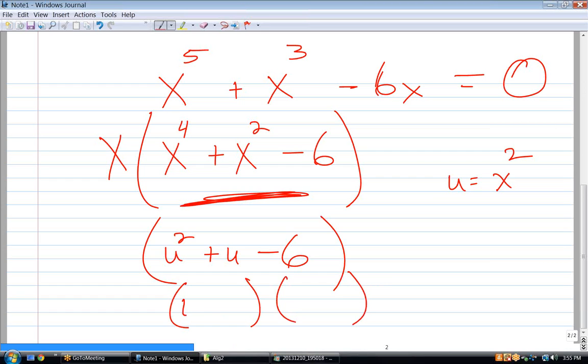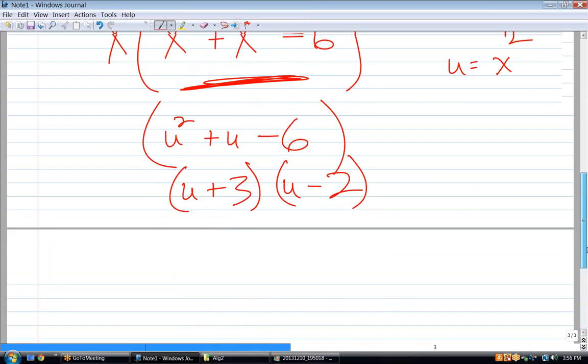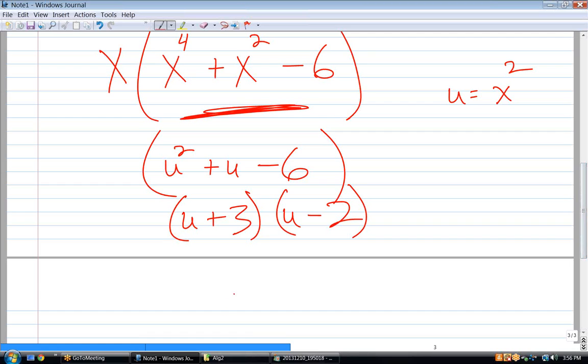Well, u plus, plus u minus, no, plus. Plus minus is right because of this negative 6. So then it would be plus 3 minus 2. Okay. Now let's go back and resubstitute. So what does this become? Instead of u, wait, plus 3.